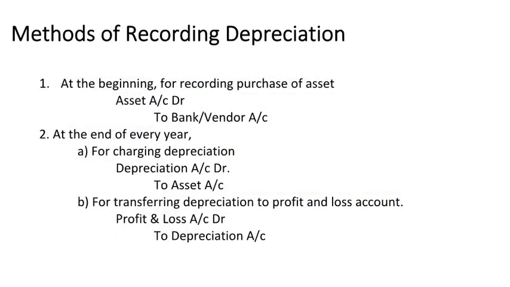Finally, let's briefly look at how depreciation is recorded. At the beginning, for recording the purchase of an asset, asset account debit to bank or vendor account credit. At the end of every year, A. For charging depreciation, depreciation account debit to asset account credit. B. For transferring depreciation to the profit and loss account, profit and loss account debit to depreciation account credit.